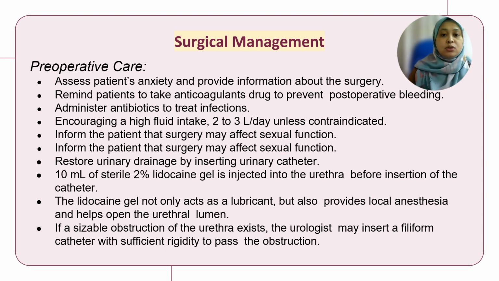is injected into the urethra before insertion of the catheter. The gel not only acts as a lubricant but also provides local anesthesia and helps open the urethral lumen. If a sizable obstruction of the urethra exists, the urologist may insert a filiform catheter with sufficient rigidity to pass the obstruction.